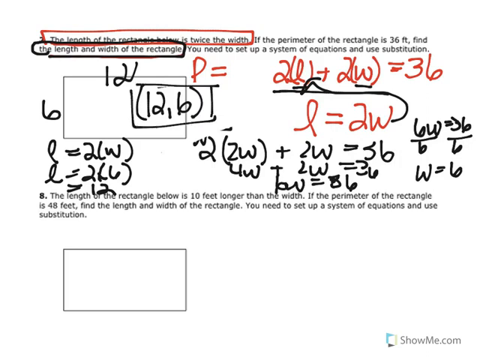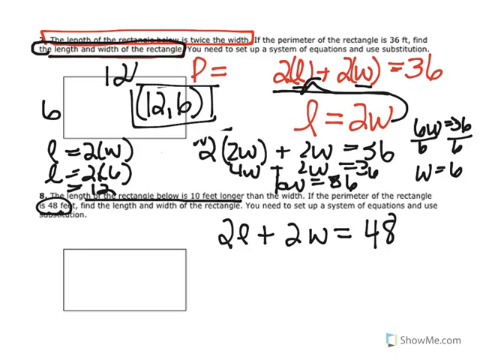Bam. Okay, number 8. The length of the rectangle below is 10 feet longer than the width. The perimeter is 48. So we want to set up a system. So the perimeter is always going to be 2L plus 2W equals, and what is the perimeter on this one? 48. Now the second one is the relationship. The length of the rectangle below is, so L equals 10 feet longer than the width, so W plus 10.